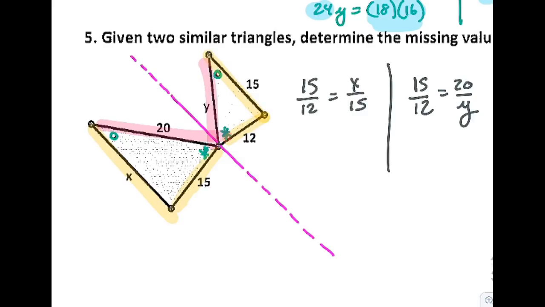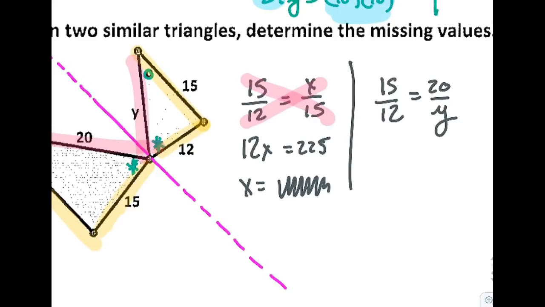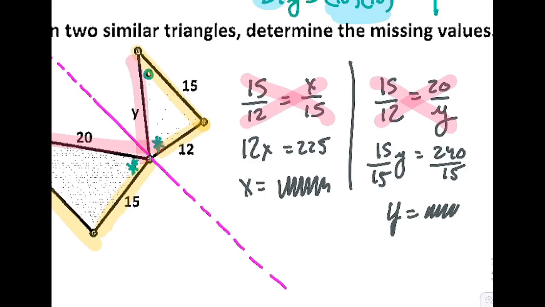Then we'll cross multiply. 12x equals 225. When you divide both sides by 12, you get x equals 18.75. On this one, 15y equals 240. And when you divide both sides by 15, you get y equals 16.